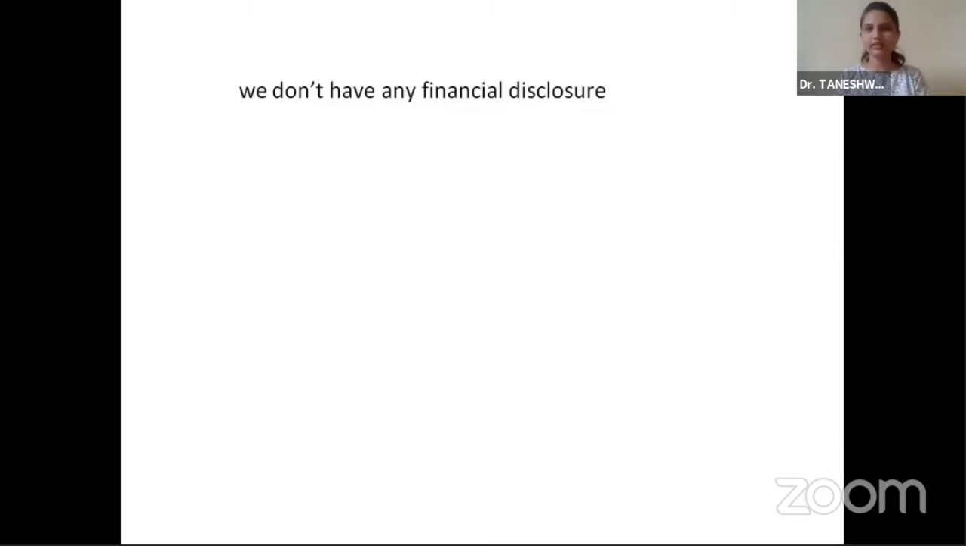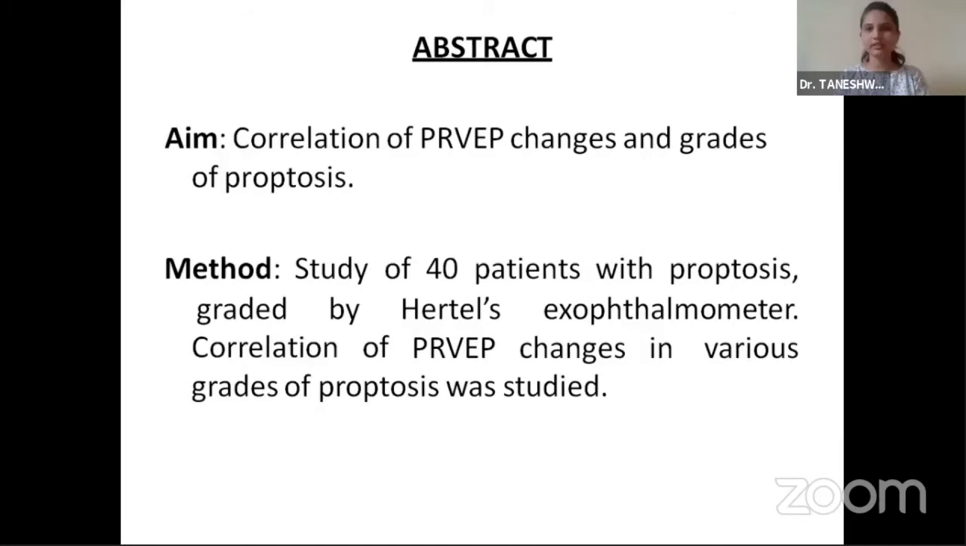The study was conducted to find the correlation between the grades of proptosis and changes in the pattern reversal visual evoked potential. We included 40 patients with either unilateral or bilateral proptosis, and the patients were graded according to Hertel's exophthalmometry.